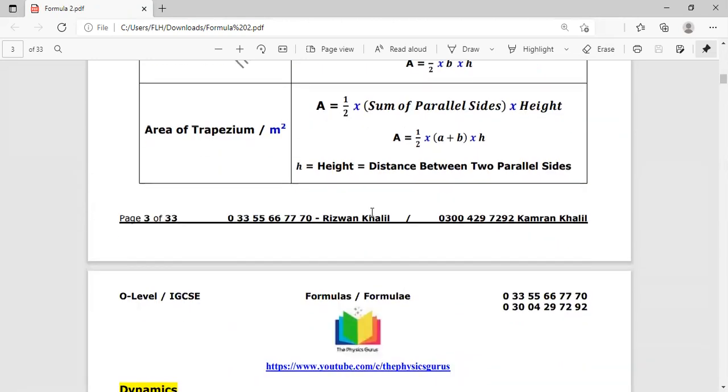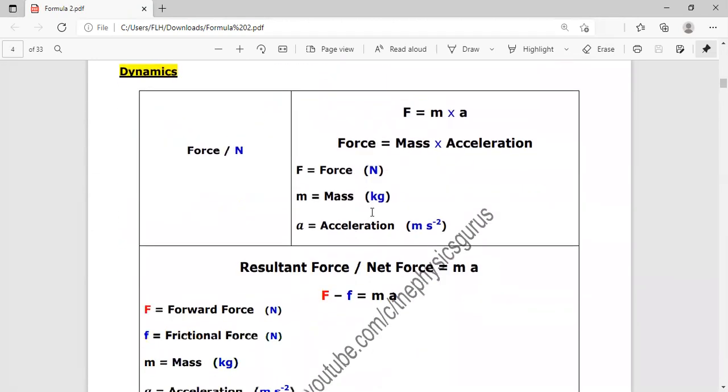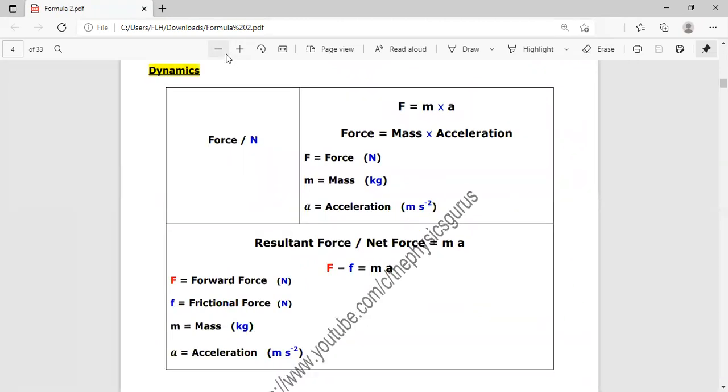Okay, the next one is related with dynamics, and in dynamics we are having two possible formulae. F is equals to ma, where m stands for mass and a stands for acceleration and f stands for force. Then the resultant force or net force formula is F minus f is equals to ma, where capital F represents forward force, small f represents frictional force, and m stands for mass and a stands for acceleration.